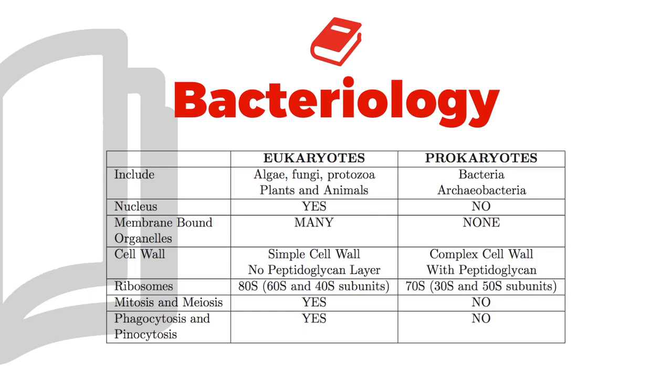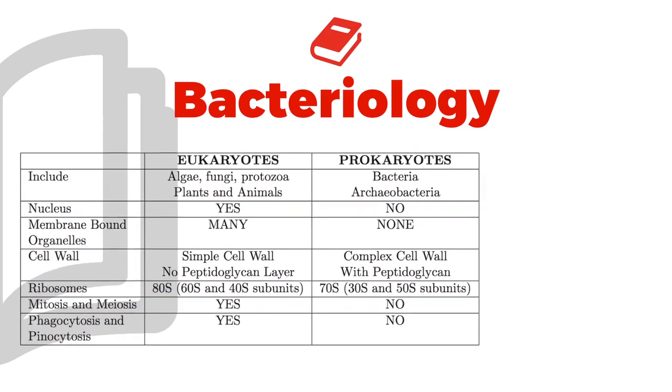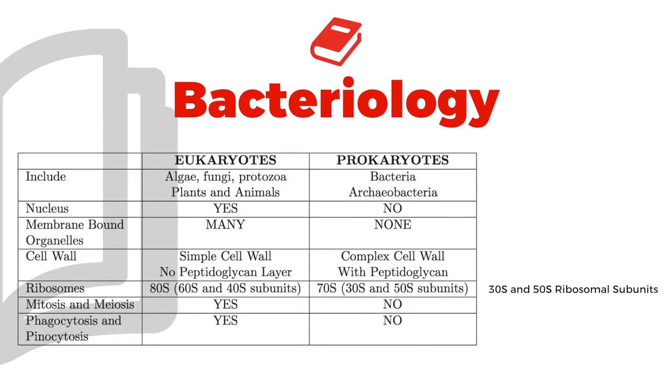With prokaryotes, the big thing I want to point out here is they have a complex cell wall. We'll get into that more in a second. But you also want to know the ribosomes are 70S subunits. Put an arrow to your right now, guys, in your book, and remind yourself that 70S subunits for prokaryotes can be broken down into 30S and 50S ribosomal subunits.